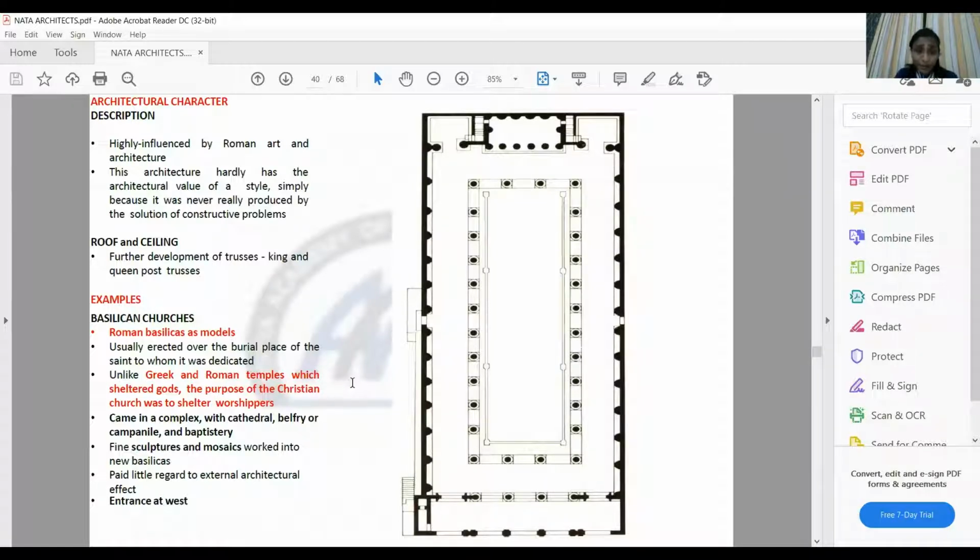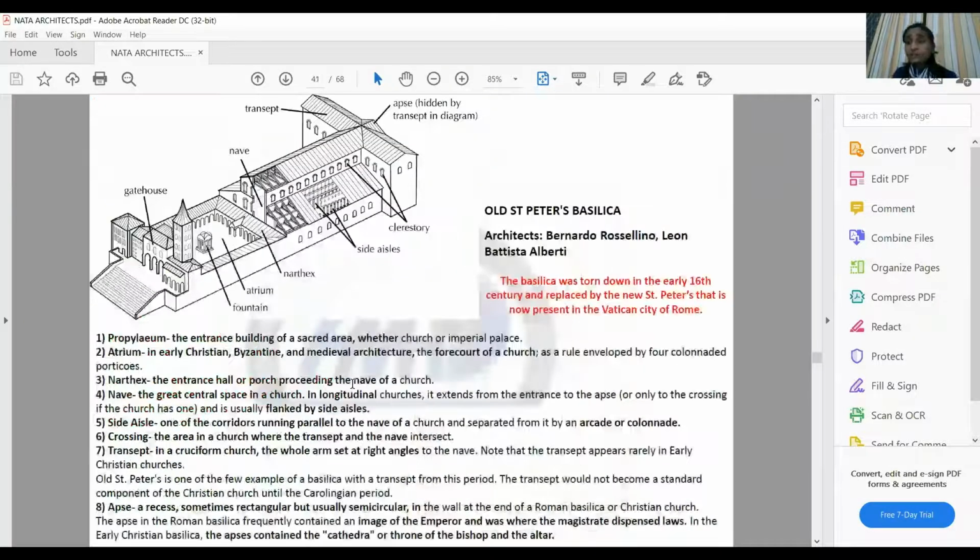Okay. And one of the important examples is the old St. Peter's Basilica, that is again in Rome. The basilica was torn down in the 16th century, and it was replaced by the new St. Peter's that is seen today in present Vatican City, that is again in Rome.